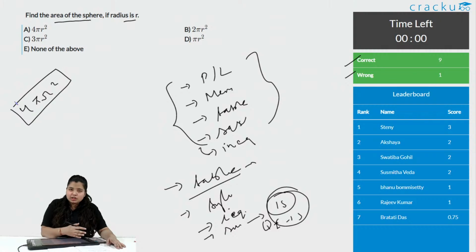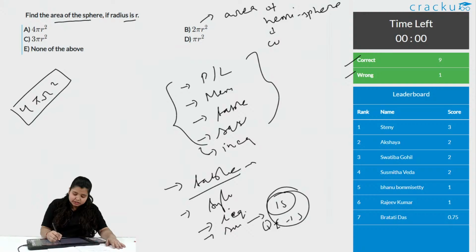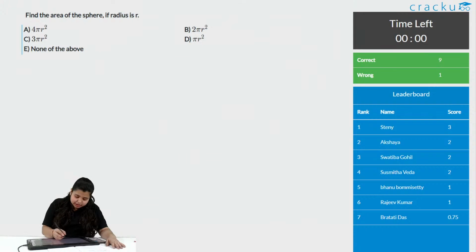Now, let us see what the other formulas are for. So, 2 pi r square is the area of a hemisphere, but curved surface. Now, see, there is a trick. Chalo, I will first clear everything.